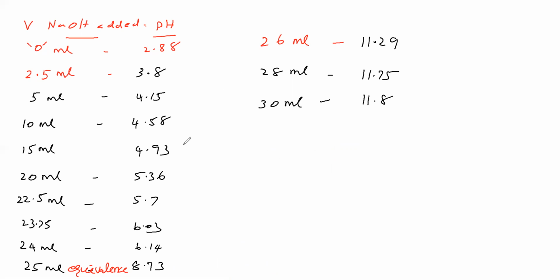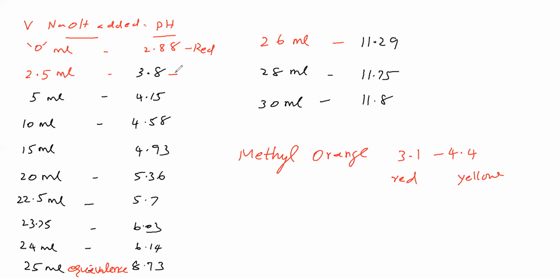Next, the indicator is methyl orange. Can we use methyl orange for this titration? That we will see. The methyl orange pH range is 3.1 to 4.4. Up to 3.1 methyl orange gives red color, and from 4.4 onwards it gives yellow color. Now let us add methyl orange here. What color does it give? Red color.